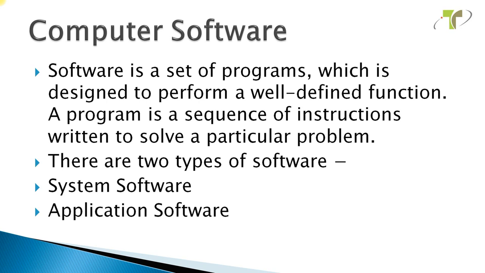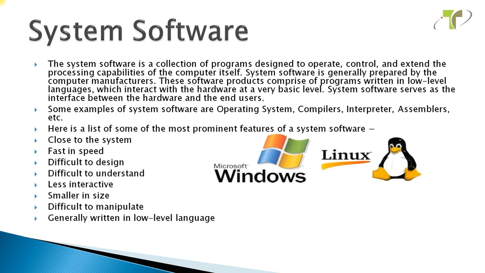Which are the software used for the computer? One is your system software and one is your application software. What do you mean by system software? Let us understand. System software is a collection of programs designed to operate, control, and extend the processing capabilities of the computer itself. System software is generally prepared by the computer manufacturer.